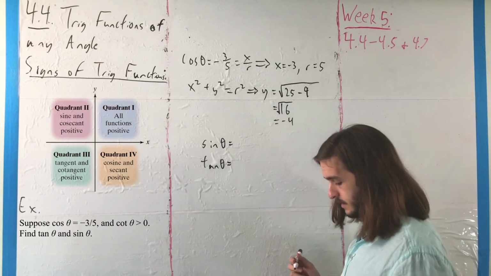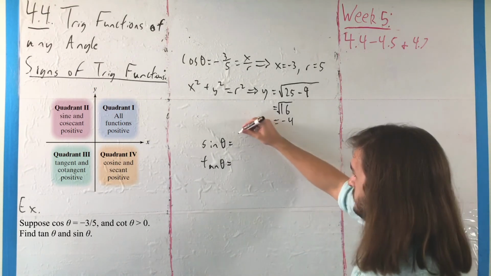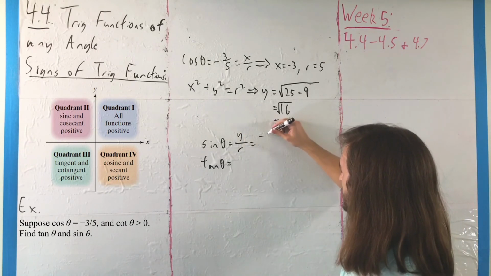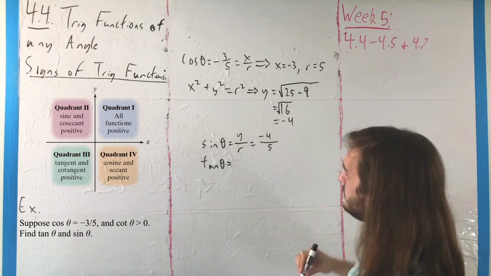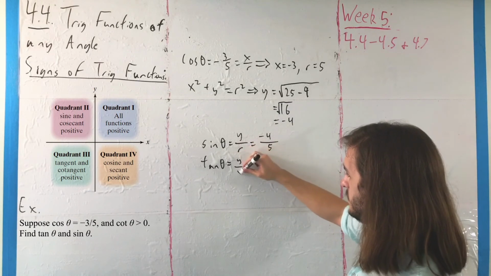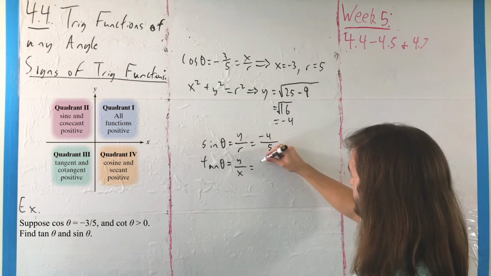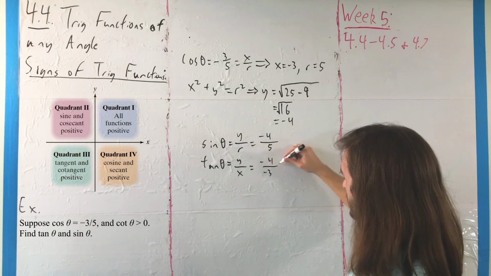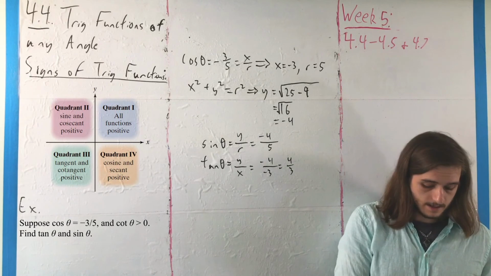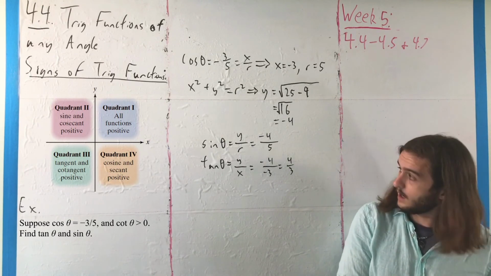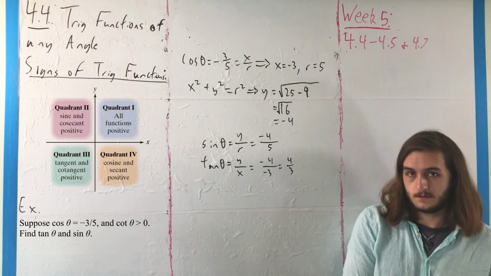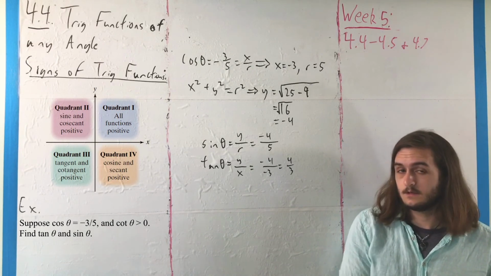In any case, our value for sine would, as always, be y over r. So here, that would be negative 4 over 5, or negative 4/5. Meanwhile, tangent, as always, is y over x, which here would be negative 4 over negative 3, or 4/3. And we're going to finish this section on a quick word from reference angles before moving on to 4.5.